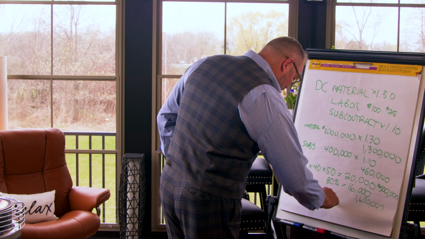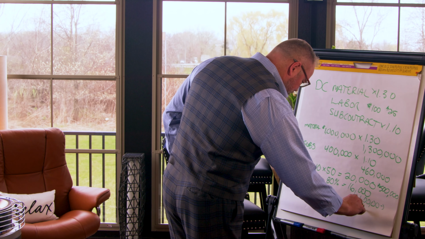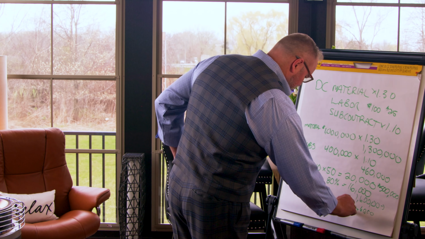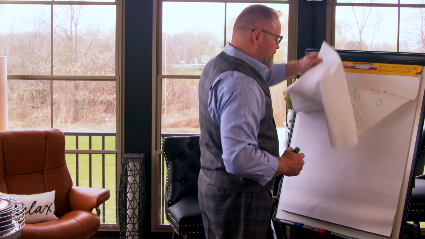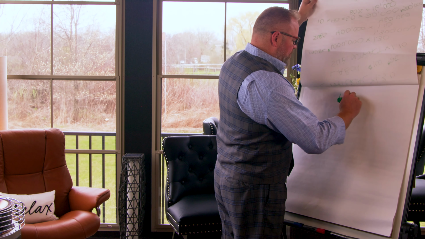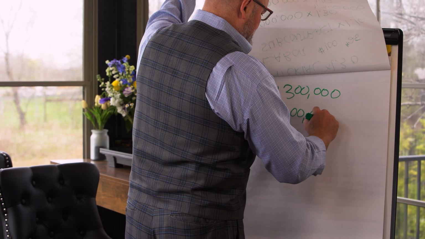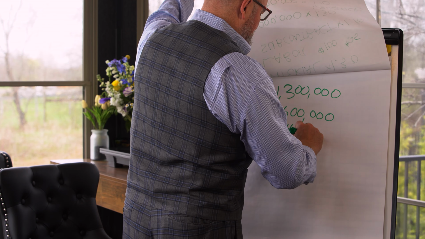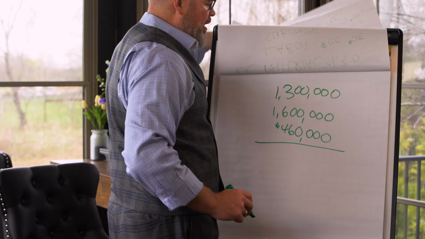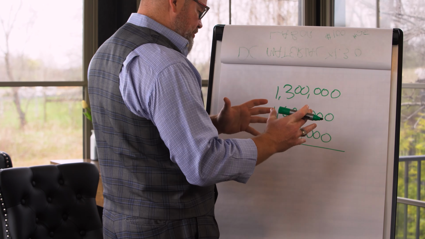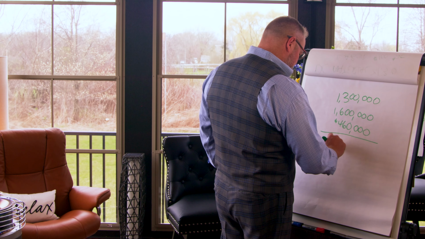So I now add it up. I got $1.1 million plus the $60,000 on the subs plus the $300,000. So to make it cleaner, when we sell, the material is 1.3, the labor is 1.6, and 460,000 for the subs. The revenue of this company, based on buying, adding margin, and selling, should be roughly $3,360,000.